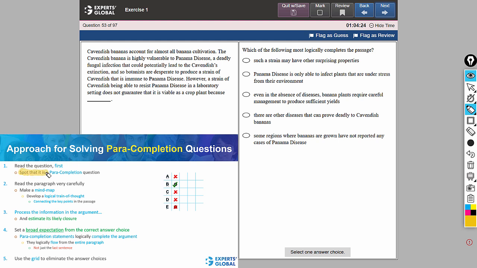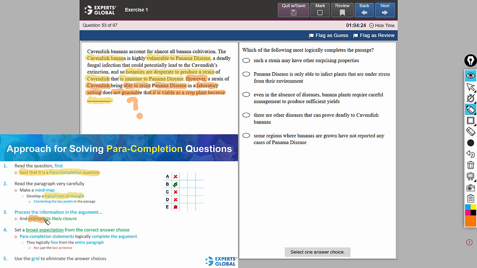We spot that this is a para-completion question. Our logical train of thought here is that a certain banana species is highly vulnerable to a particular disease. Scientists are trying to find a strain of the species that is immune to the disease in question. And then we see a contrast trigger here, suggesting that even if a species is able to resist the disease in a laboratory setting, this does not assure that the species is viable as a crop plant because why?